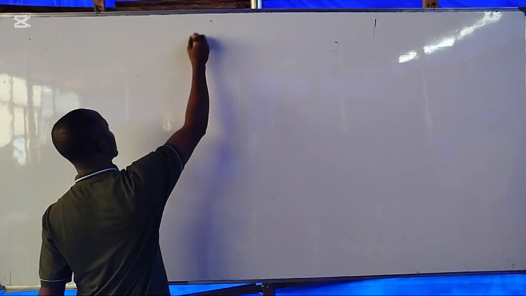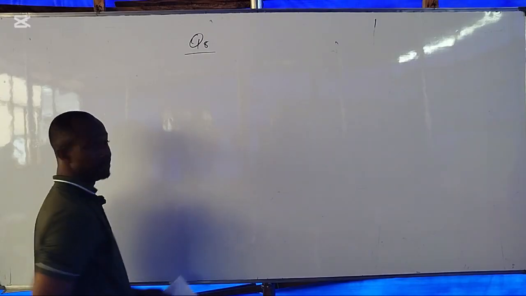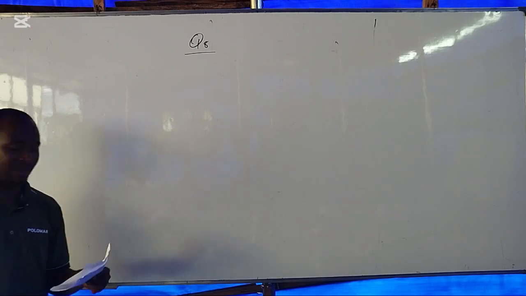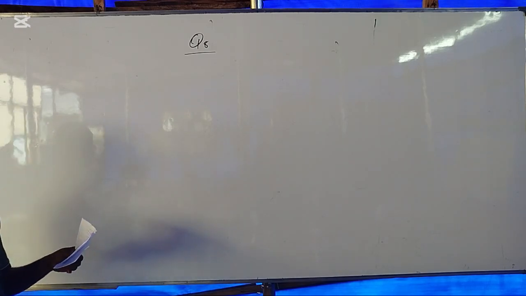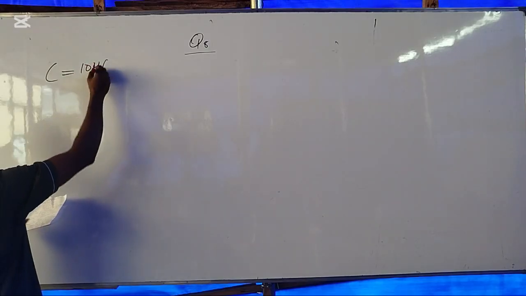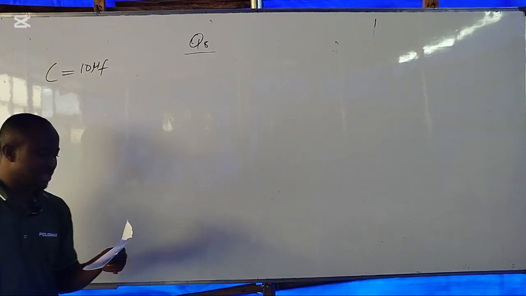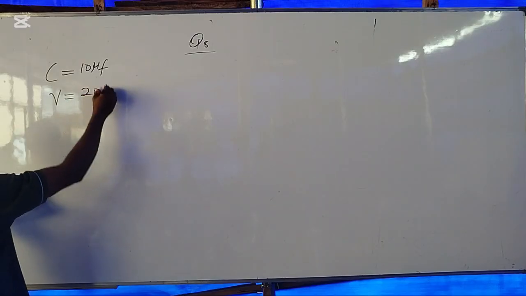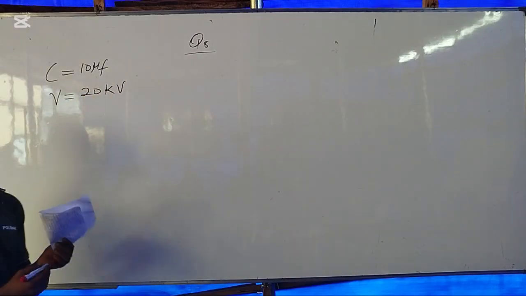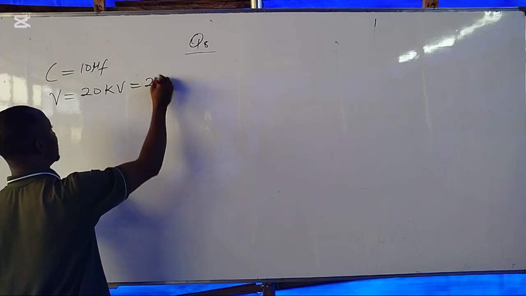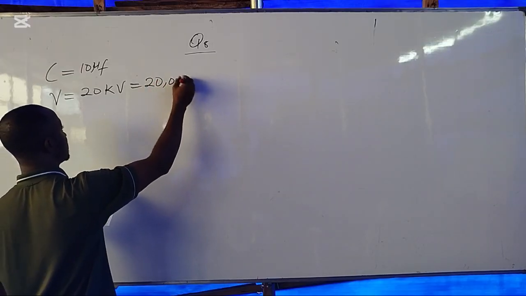Okay. Number 8. The question says that a TV receiver contains a capacitor of 10 microfarad. So our C is 10 microfarad. Charged to a PD of 20 kilovolts. Kilo means 1,000, which is the same as 20,000 volts.